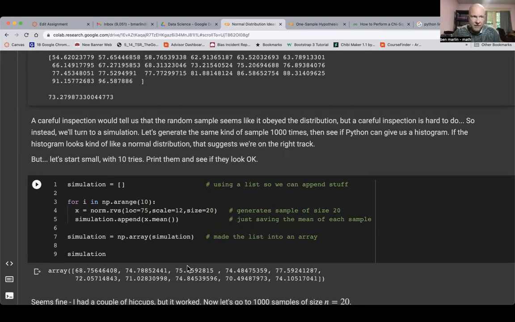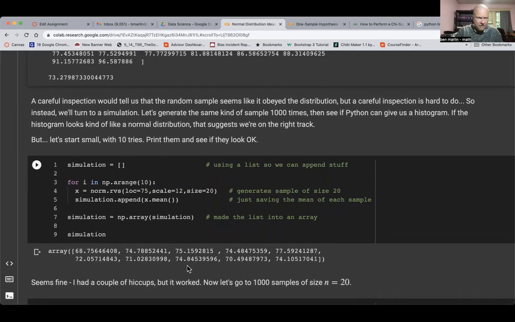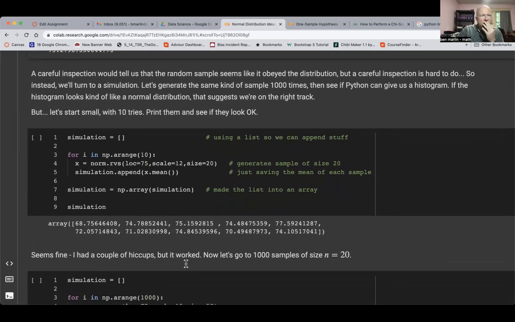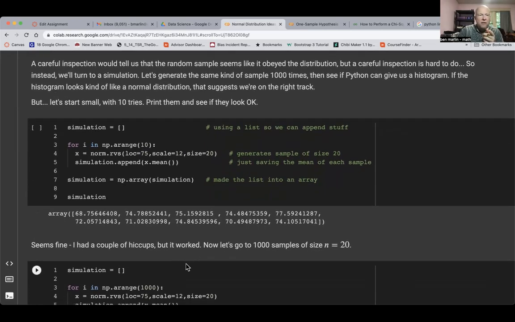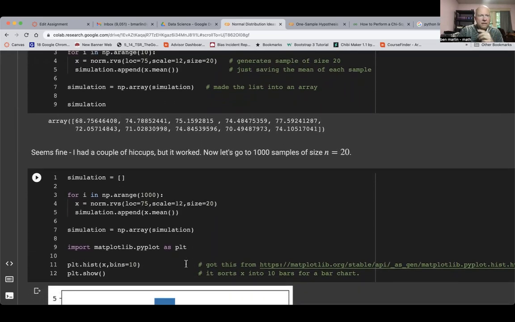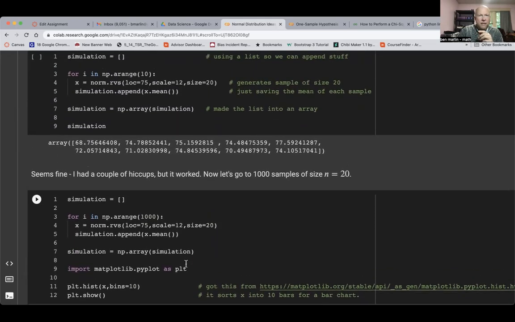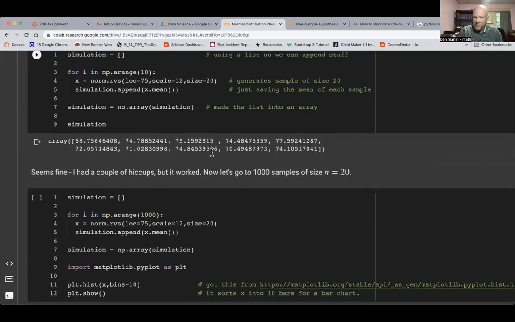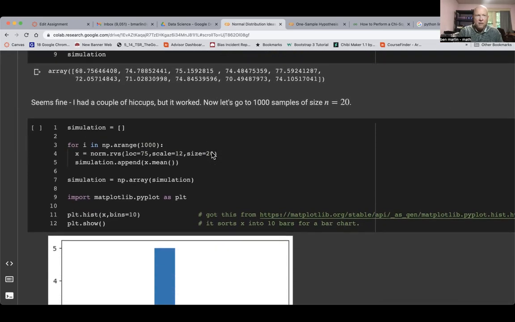What is this here? Turn to simulation and see if Python can give us a histogram. Simulation equals that. Okay, so I told it to do that, and then size equals 20. I'm just getting an idea of whether it looks right and such. So you ought to go ahead and do that sort of thing, see whether what you're generating looks right.